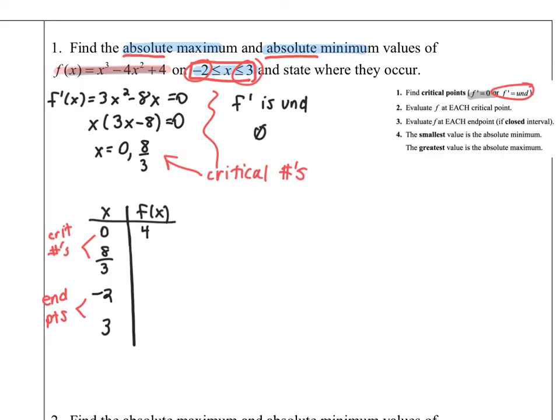So when I take my 8/3 in, I'm going to do (8/3) cubed minus 4 times (8/3) squared plus 4. And I'm going to use my calculator to help me on that one. I get a negative 5.481. And the same thing with the -2.